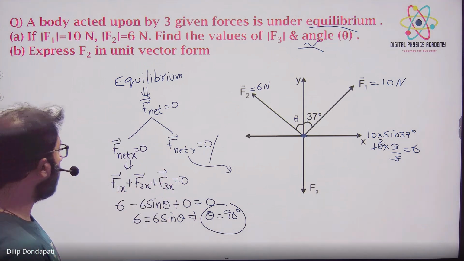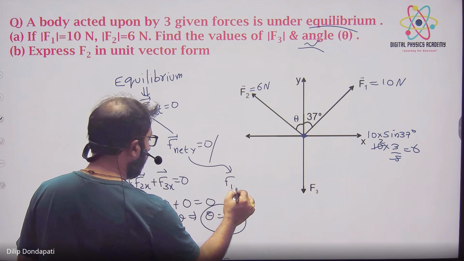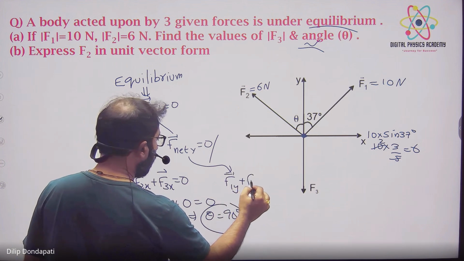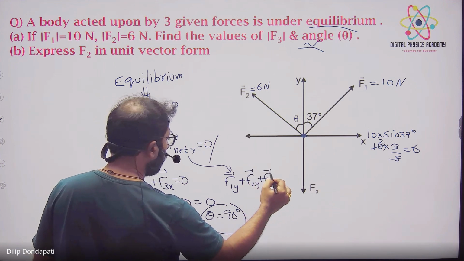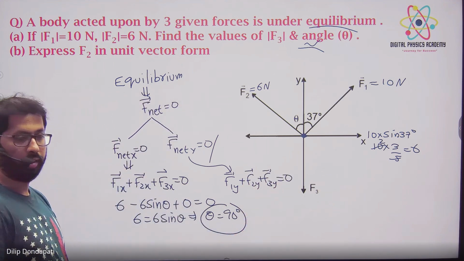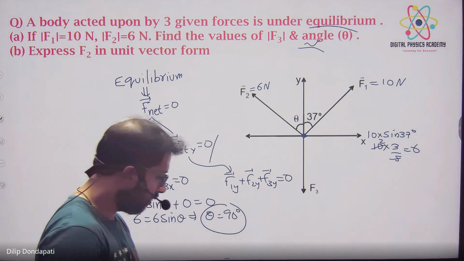All y direction. Indirectly what it means is F1y plus F2y plus F3y is equal to 0. So the net force won't be minus 16. F3 will be 16.